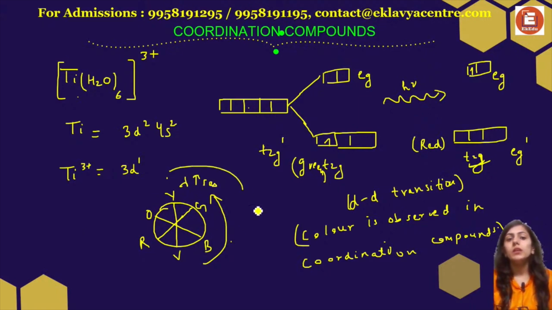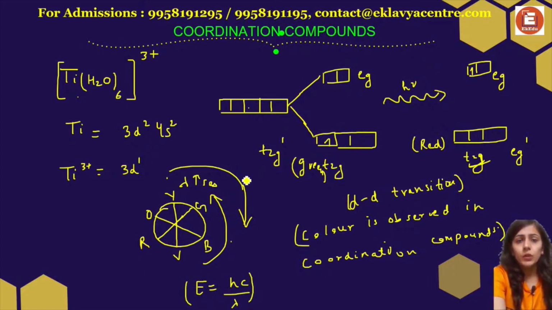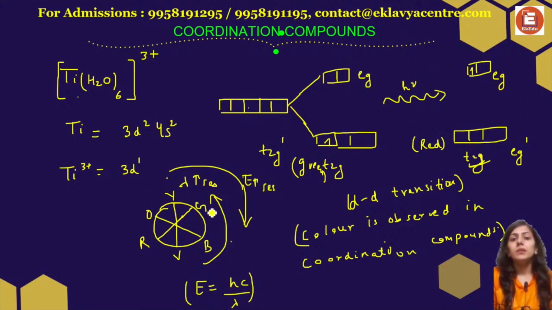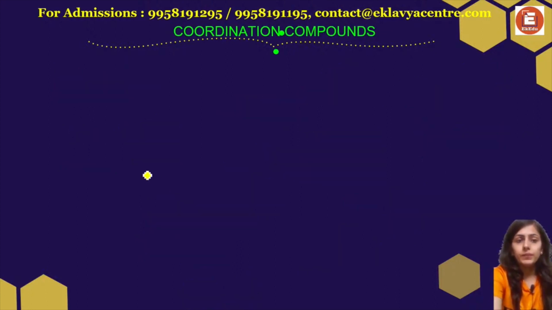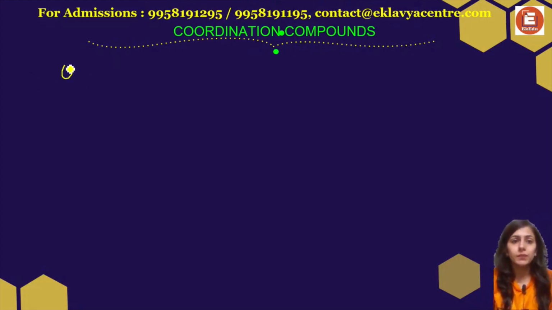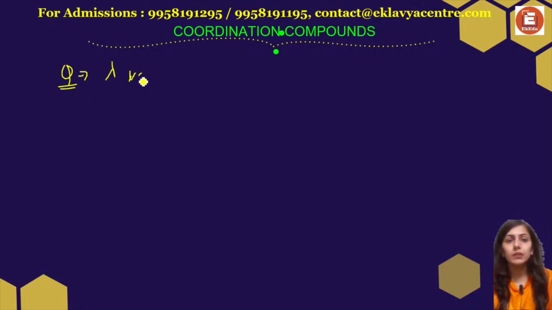And as we move from red towards violet, what is the concept? Energy E equals hc by lambda. So on the reverse side, energy will increase. For example, one question had come in an exam. I'll show you the question. They had given us 4 complexes and asked us to arrange them in the increasing order of their wavelength, lambda values.